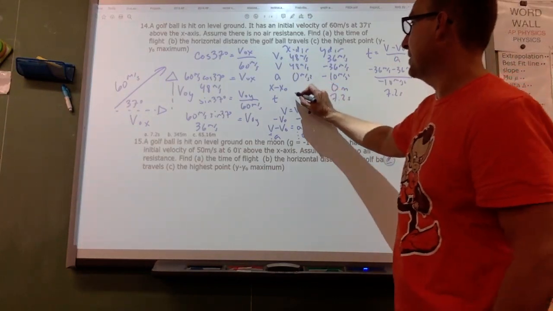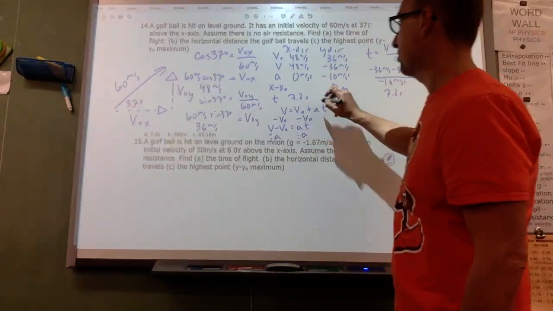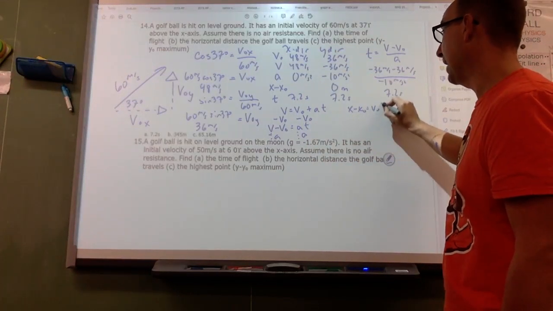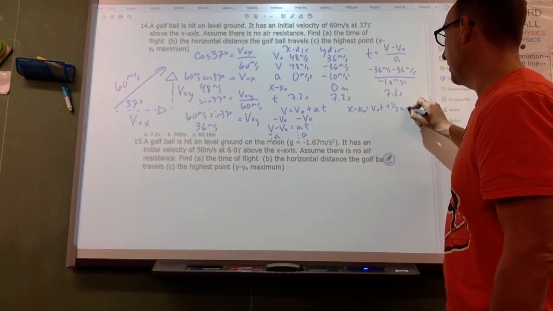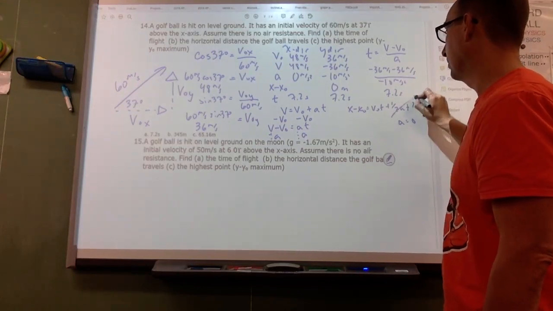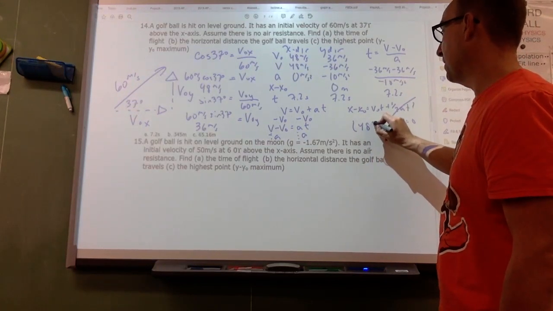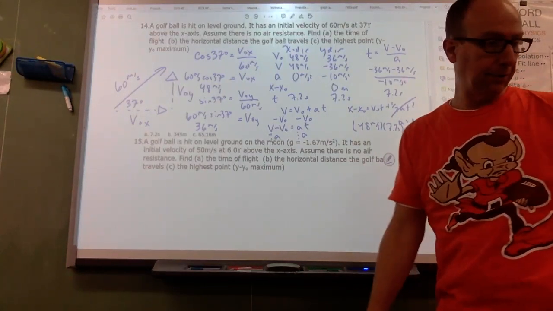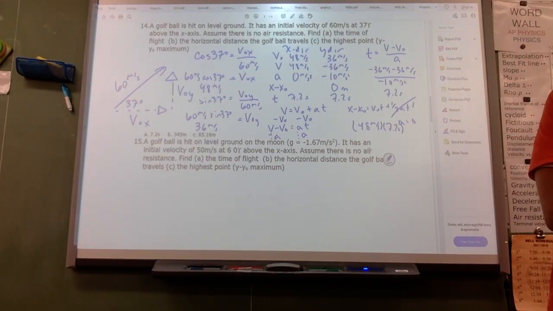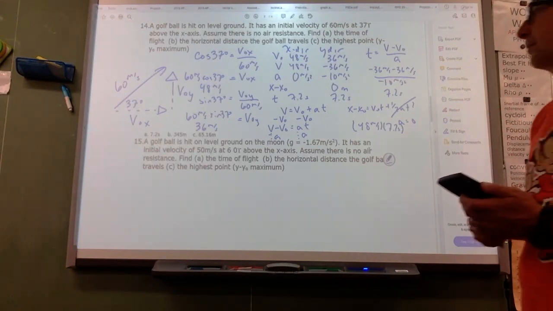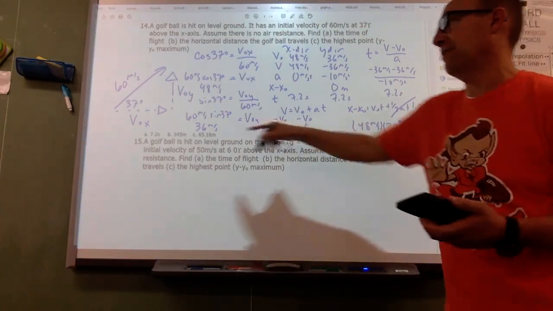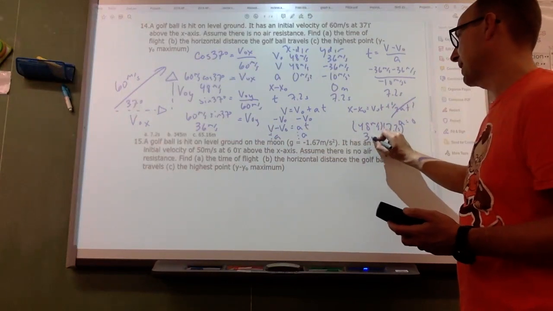And I can plug this into the x direction, and now I can get how far it went in the x direction because, again, my acceleration in the x direction is 0. So this is just going to be 48 meters per second times 7.2 seconds. And I got 345.6. I have 345 there. I'm going to say 346.